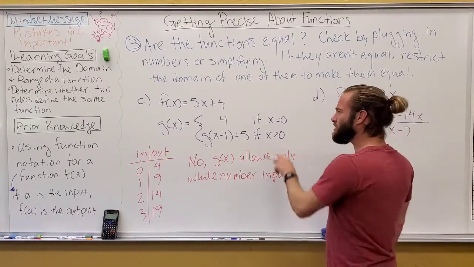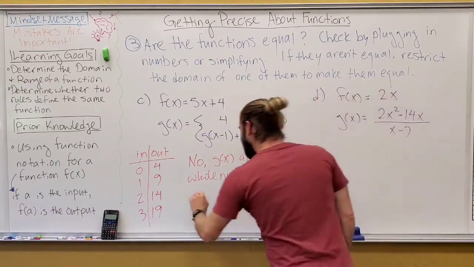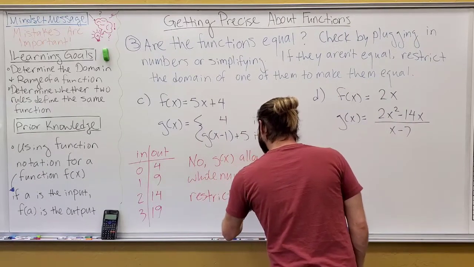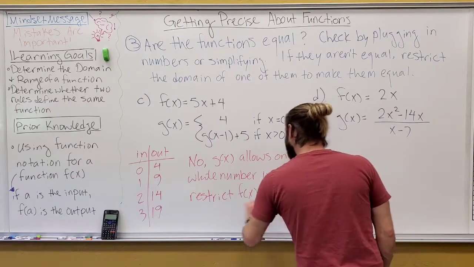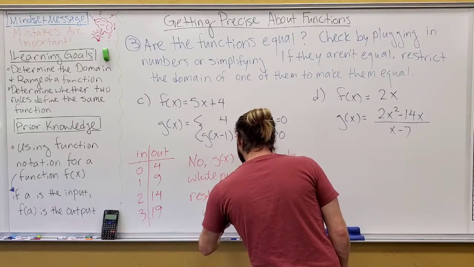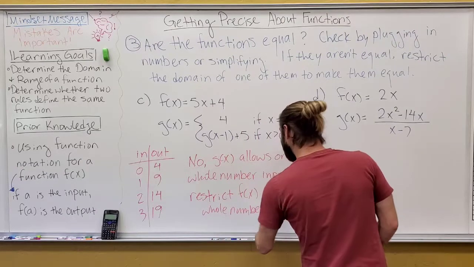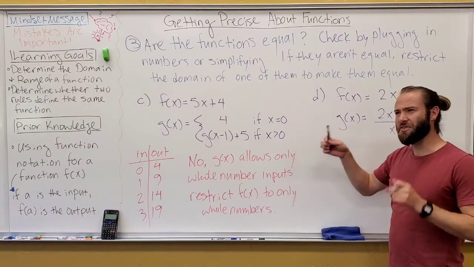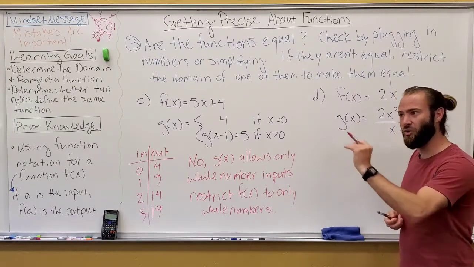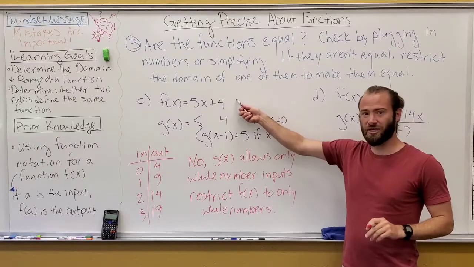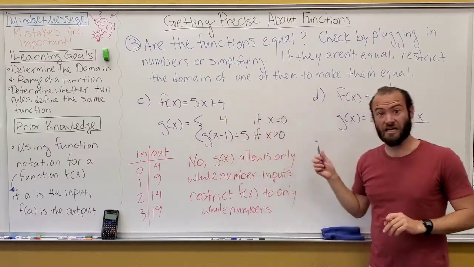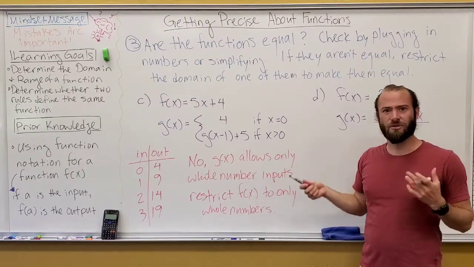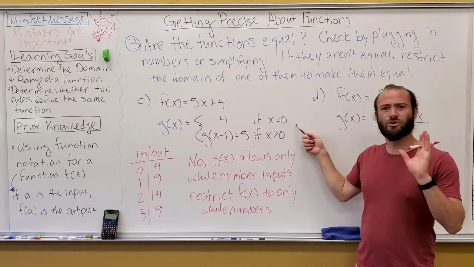So which one of these would we restrict? We could restrict f of x to only whole numbers. Okay? So that would be the full answer to something like this. These are the same, but they're only the same if our inputs we're using are whole numbers. So we'd have to restrict this one to only allow whole numbers if they're going to be exactly identical. They do line up with each other very well. It's just this one has fewer numbers that you can actually do with it. But that's true of every recursive.